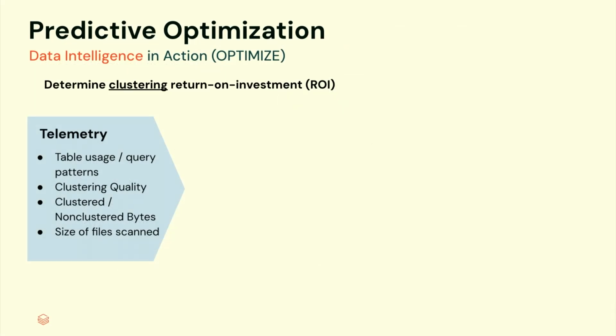Predictive Optimization understands your workload and runs optimize automatically. We capture telemetry from your workload. The telemetry Predictive Optimization leverages here is the amount of unclustered bytes on your table, usage, how many times your table is getting queried, and what the sizes of files getting scanned are, and PO determines the return on investment, or ROI, to run optimize.